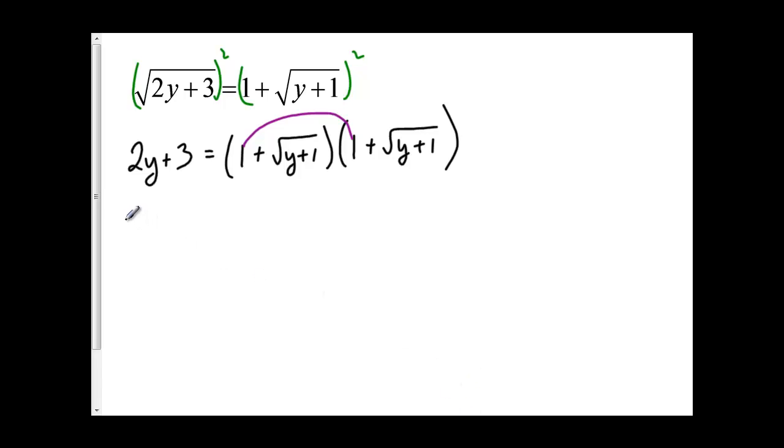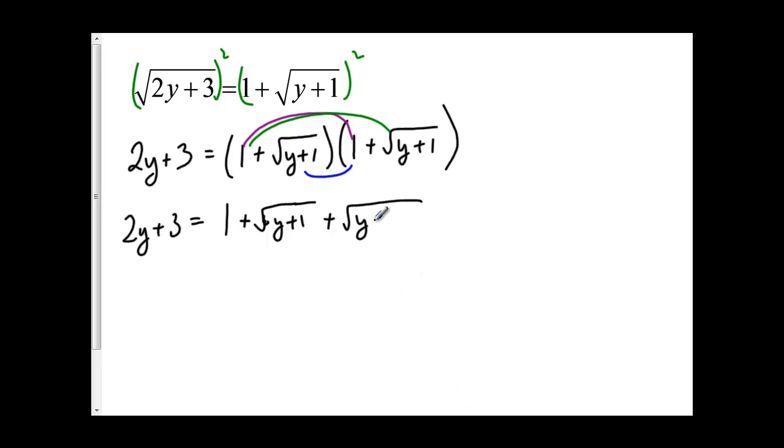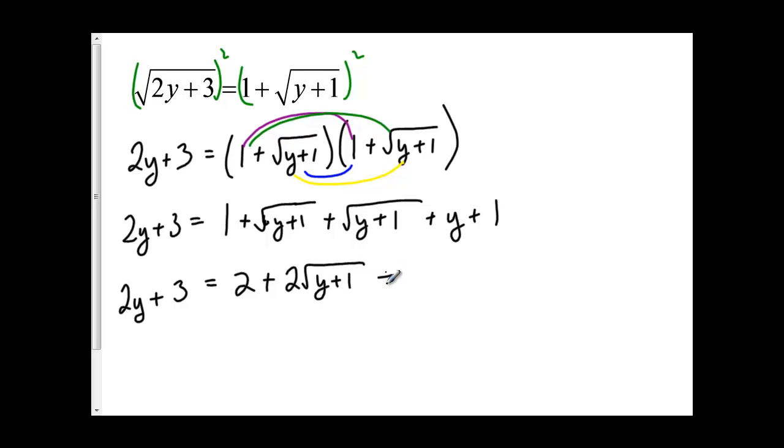So I'm going to go 1 times 1, so my 2y plus 3 is still here. 1 times 1 is going to be 1. Then I'm going to go 1 times root y plus 1 is going to give me root y plus 1. Then I'm going to move to the inside. Root y plus 1 times 1 is going to be root y plus 1. And then finally, last, root y plus 1 and root y plus 1. When I multiply a root by itself, it just gets rid of the square root. So I end up with y plus 1 on its own. Now I'm going to collect all my like terms. So I got 2y plus 3 equals 2 plus 2 root y plus 1 plus y.